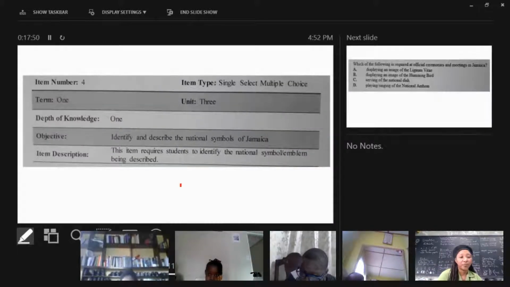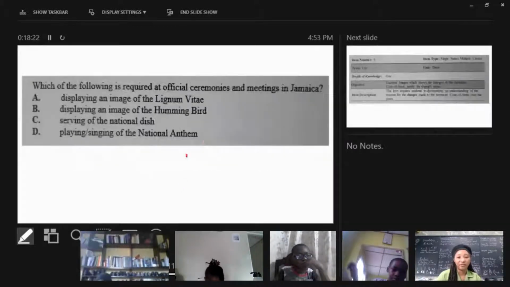Item number 4, objective: to identify and describe the national symbols of Jamaica. This item requires students to identify the national symbol or emblem being described. So the objective of question 4 is to identify and describe the national symbols of Jamaica. And this item requires students to identify the national symbol or emblem being described. John, question 4.